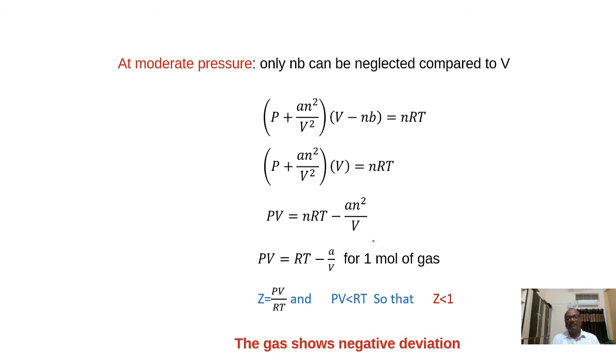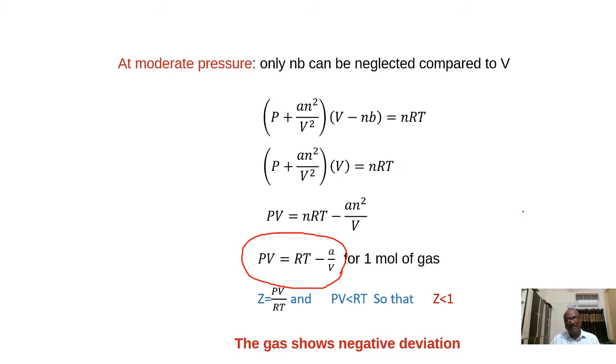For 1 mole of gas, n will be equal to 1. That's why how can we write this equation? PV is equal to RT minus a/V for 1 mole of gas. Compare the value of PV and RT, which is greater. If a/V is subtracted from RT, then only it becomes equal to PV. Means RT is greater than PV. Or we say PV is less than RT.